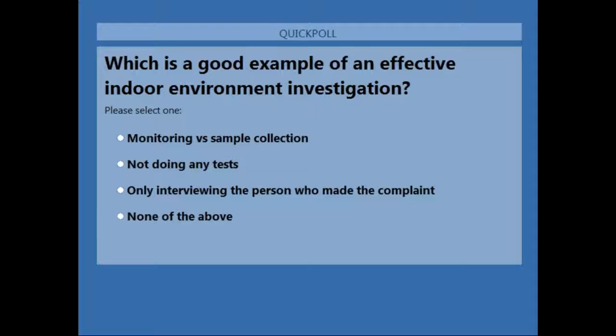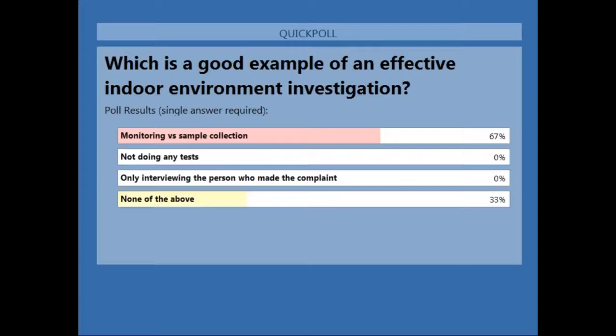We're going to go ahead and close the poll now. And 67% of you got it correct. The good example is monitoring versus sample collection. You want to make sure that the actions you're performing in an indoor environment are appropriate, whether that be monitoring to make sure everything's fine, or actually collecting samples because things are not going so well.